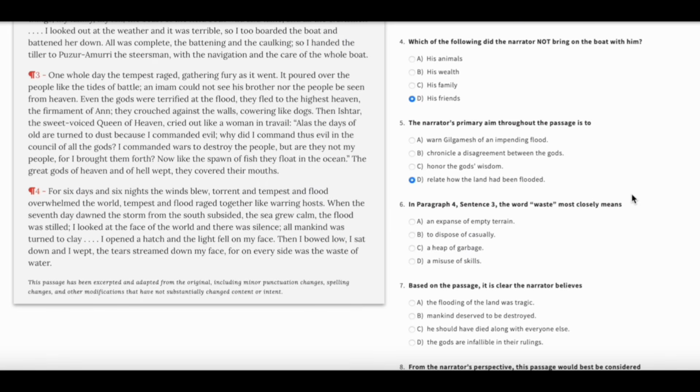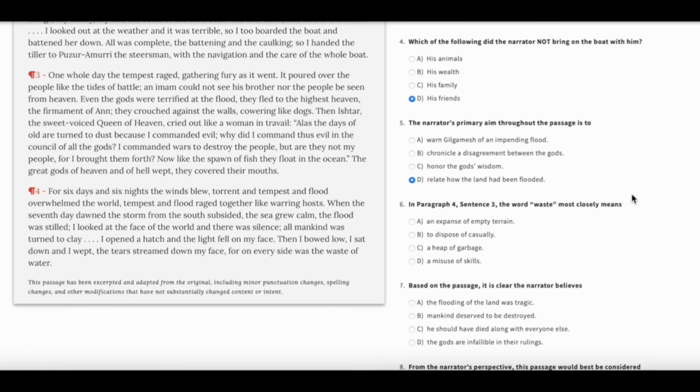All right. Then I bowed low. I sat down and I wept. The tears streamed down my face, for on every side was the to dispose of casually of water. How is answer choice B? Probably doesn't work. That's trash. It's gone. Try answer choice C.